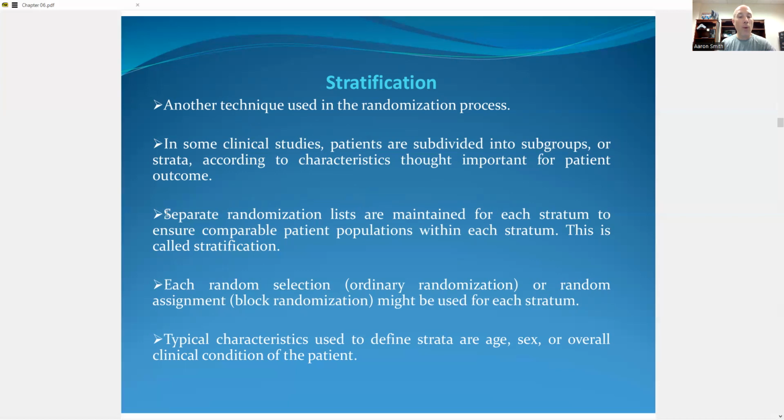So separate randomization lists are maintained for each stratum to ensure comparable populations for each stratum. This is called stratification. Each random selection, such as ordinary randomization or random assignment, block randomization, might be useful for each stratum. Typical characteristics used to define strata are age, sex, or overall clinical condition of the patient.